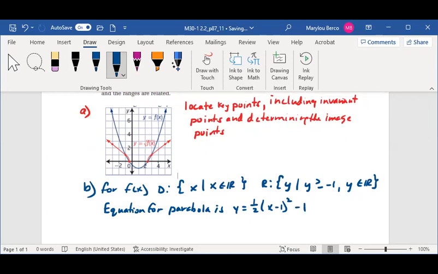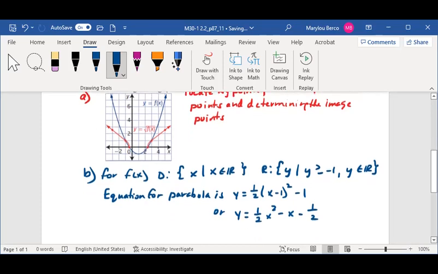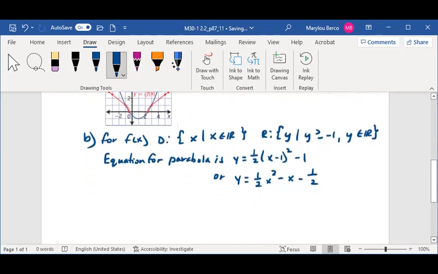And that's where transformations comes in handy, our previous unit. Or we could say y equals 1/2 x squared minus x minus 1/2. Okay, now to determine the zeros, you could use graphing technology or you could use the quadratic formula.